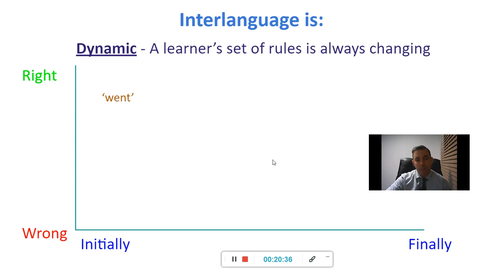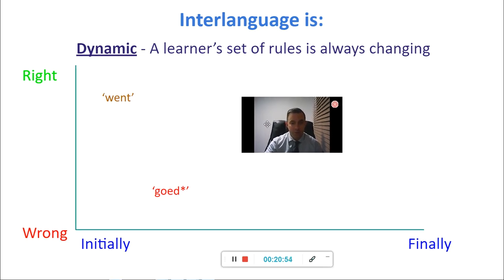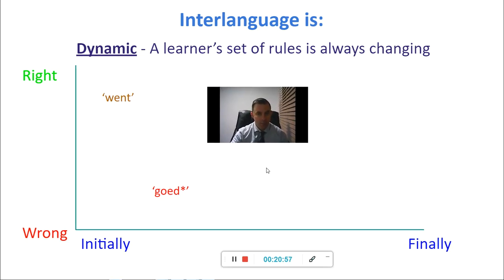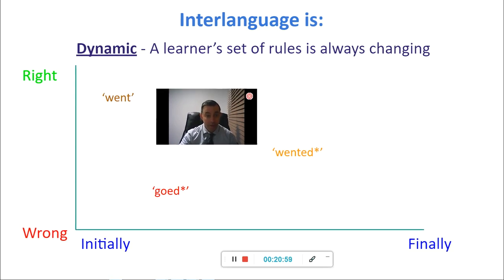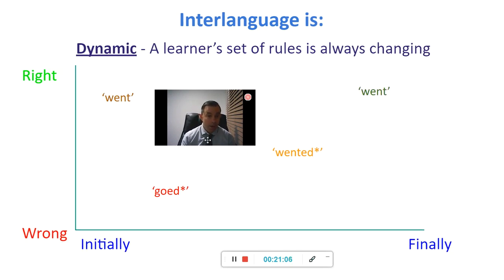So often what happens is it's kind of in this trajectory, right? So first, you'll learn something like went and use it accurately, and then later, for some reason, you start saying goed. And then there's another process where goed becomes wented, and then in the end, you're back to went. So how does this happen?